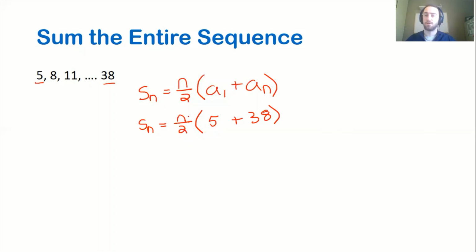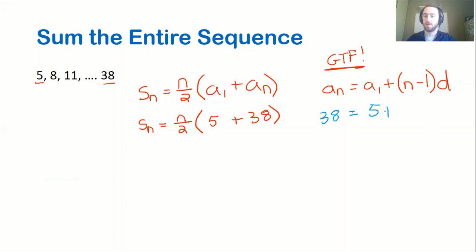Great, so how do you think we're going to go ahead and solve for n? Did you say general term formula? I hope you did. We're going to use our general term formula again. So our general term formula, a sub n is equal to a1 plus n minus 1 multiplied by our common difference, right? So in this case, we're actually given a sub n. So we're working backwards to find out our n value. A sub n is 38, which is equal to a1, which is 5, plus n minus 1 multiplied by our common difference, which in this case is 3. If we go ahead and distribute our 3 into our brackets, we get 38 is equal to 5 plus 3n minus 3.